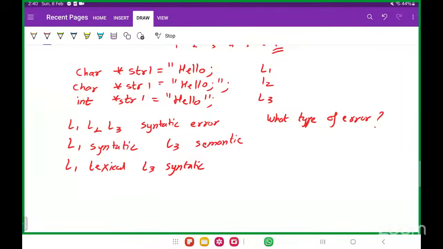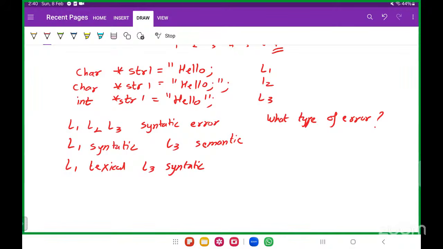So look at here. In this case, L3 is definitely a semantic error, because it is a character, it is not an integer. Now, if we talk about L2, there is no issue. The semicolon character here is a valid character; it is not showing the end of the termination.